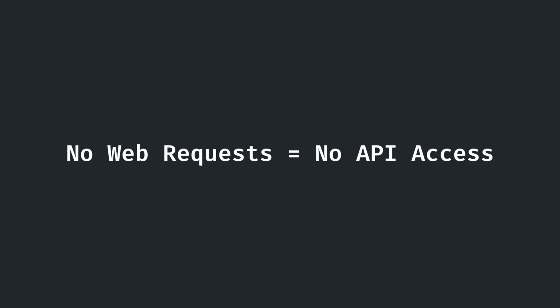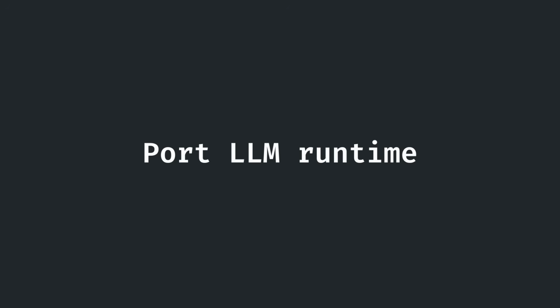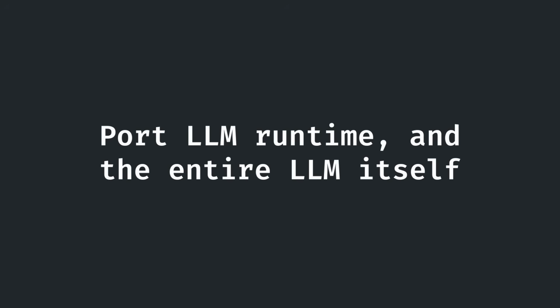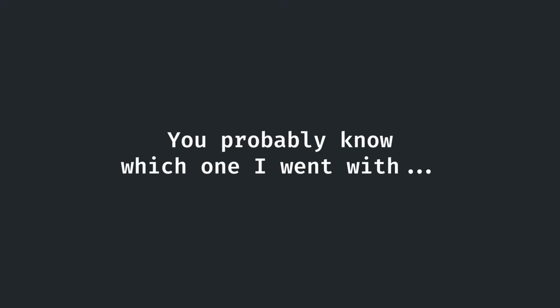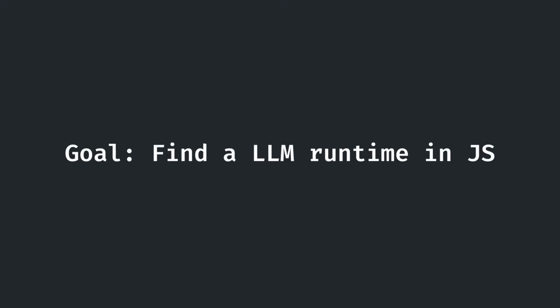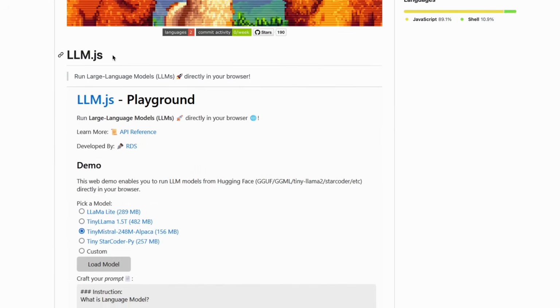This was a devastating blow to what was supposed to be a quick weekend project. If I couldn't make web requests, I couldn't possibly access OpenAI's API. At this point, I had two options: give up, or do the unthinkable. Port an entire LLM runtime in addition to the entire large language model itself into a PDF. And if you're watching this video, you probably know which one I went with. Clearly, I needed some form of LLM runtime that worked in JS, since that was what I needed to port into a PDF. And for this purpose, Raul Shetty's LLM.js was perfect.